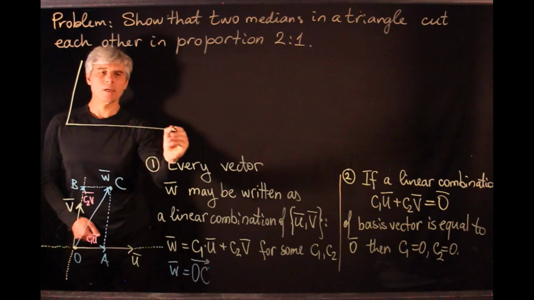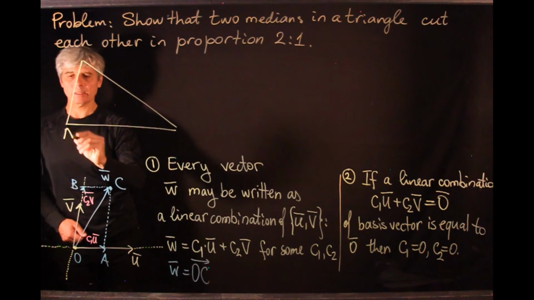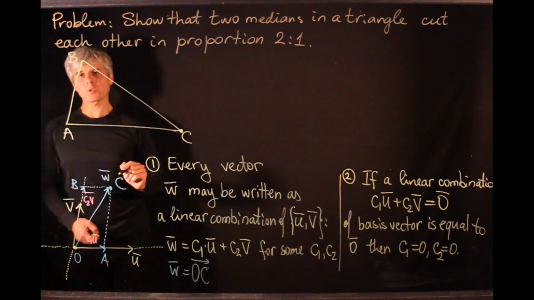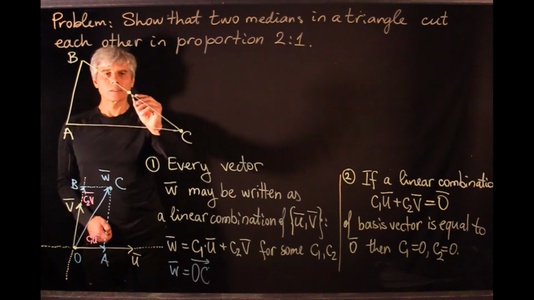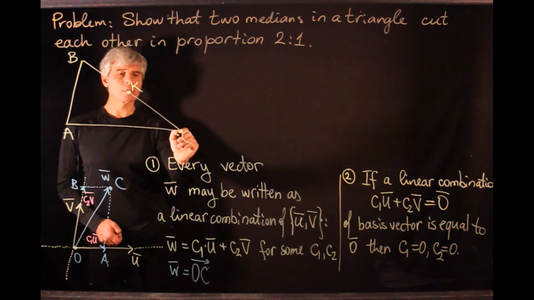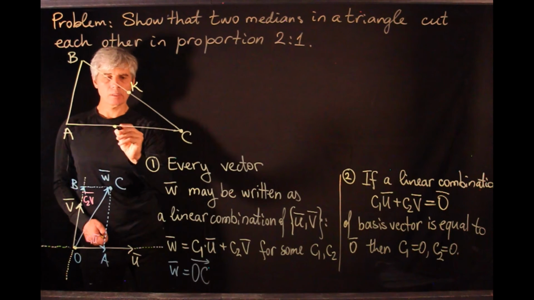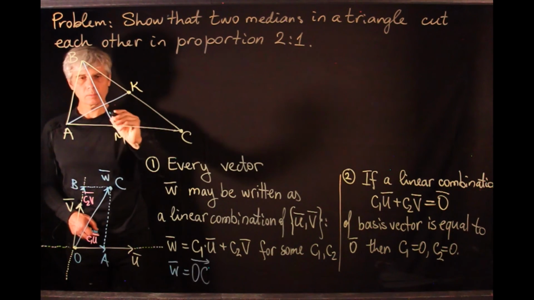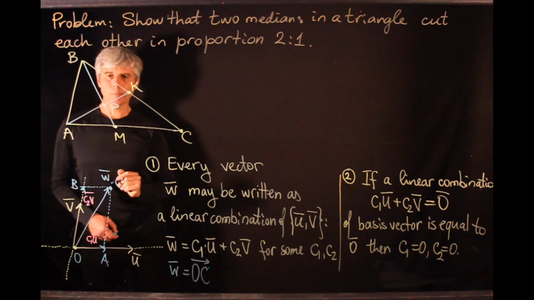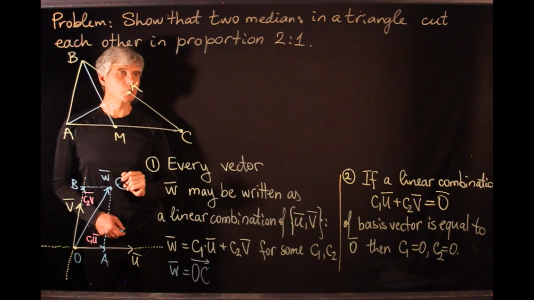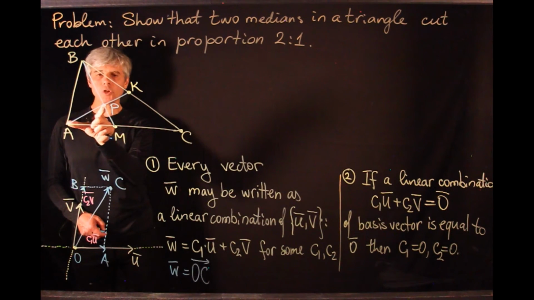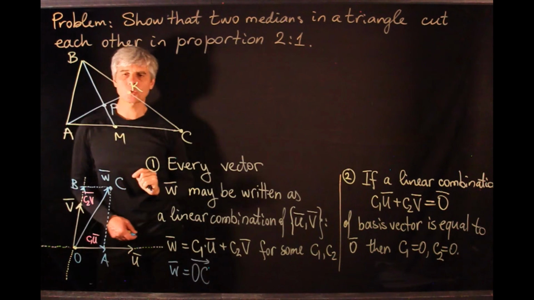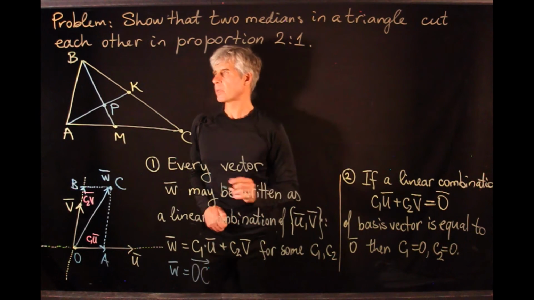So here we have a triangle ABC, and let's choose two medians. Suppose we have K, the midpoint of BC, and M, the midpoint of AC. And suppose P is the point of intersection of these two medians. So what we need to show is that the proportion AP to PK and the proportion BP to PM is 2 to 1. Now, in order to solve the problem, we choose a basis here.